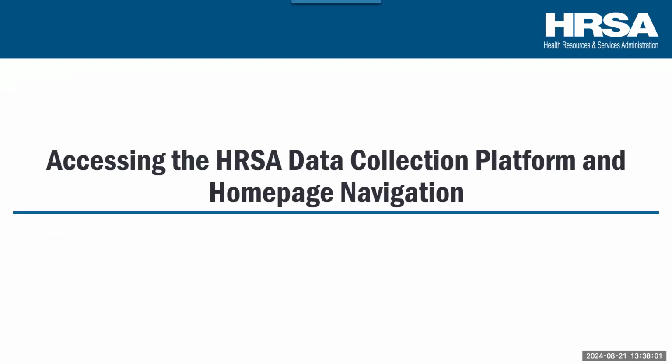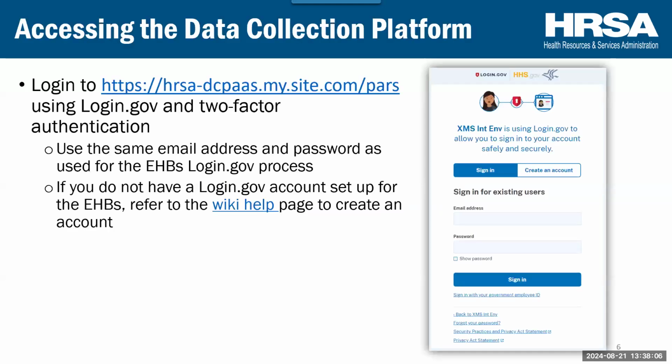So let's look at how to access the system and navigate through the homepage. Starting on September 1st, use the new link to the new HRSA data collection platform. When your performance report is set up, you'll receive an email with the link to the system. While this is not part of the HRSA EHBs, the systems are connected, so you will still use your EHB's login.gov email and password to complete the two-factor authentication to get into the system. If you do not have a login.gov account for the EHBs yet, please go ahead and create that. And there are some HRSA wiki help pages to walk you through that process linked through the slides.